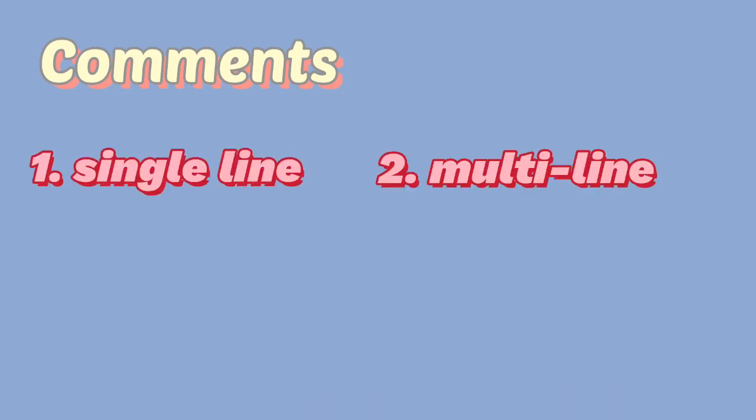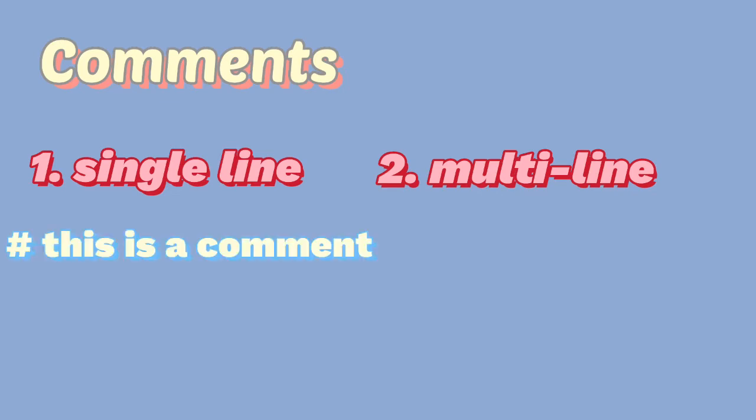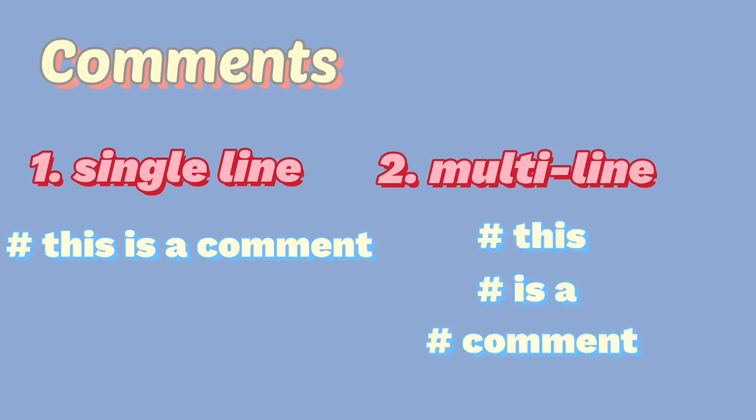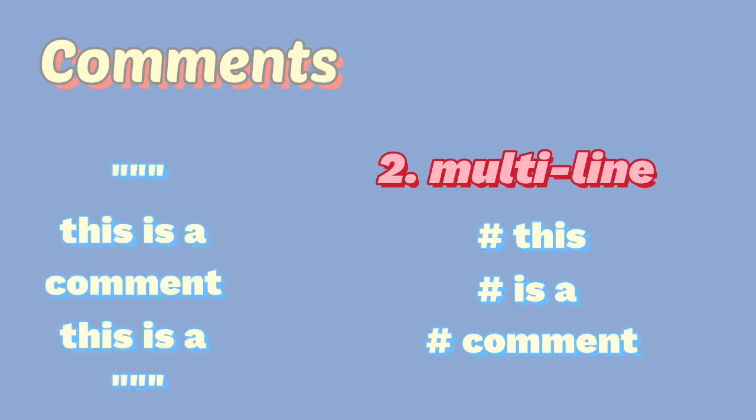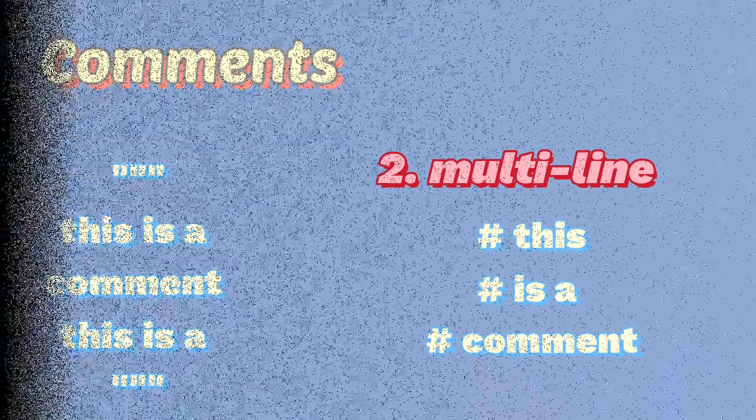Now let us see how to make comments in Python. Comments are used in programs for explaining the code. We can give single line or multi-line comments in Python. Single line comments are created by adding hash symbol before the statement. For example, hash this is a comment. Multi-line comments can be created by adding hash symbol before every line of the comment. Or we can also use triple quotes before and after the multi-line comment.